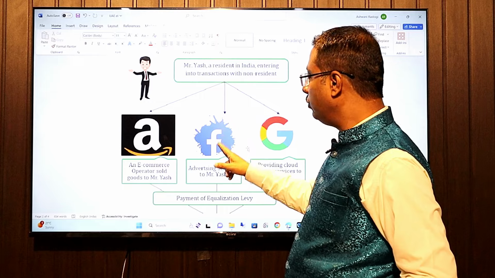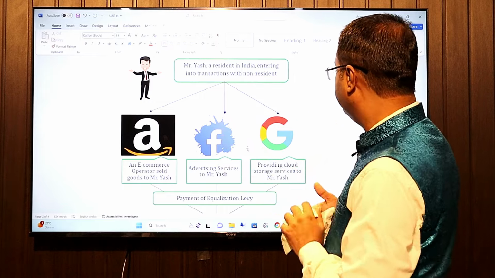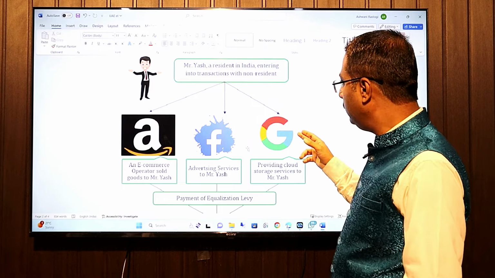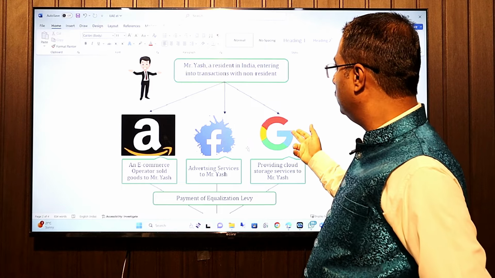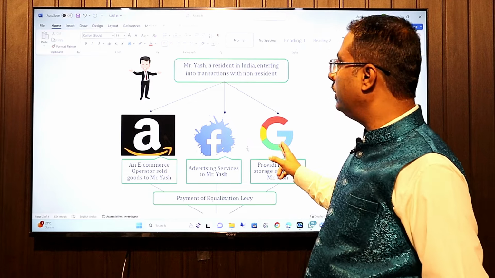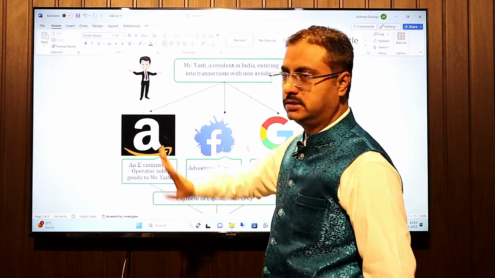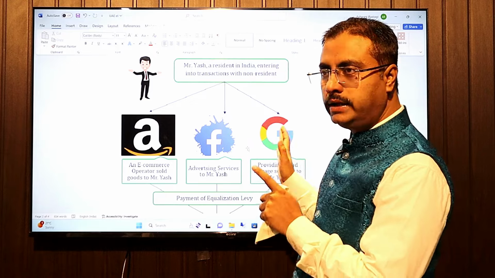So only Facebook needs to pay. Google Cloud Services is provided by Google. Those are non-resident, so Google has to pay 2% equalization levy, not by Yash. So this is our story.